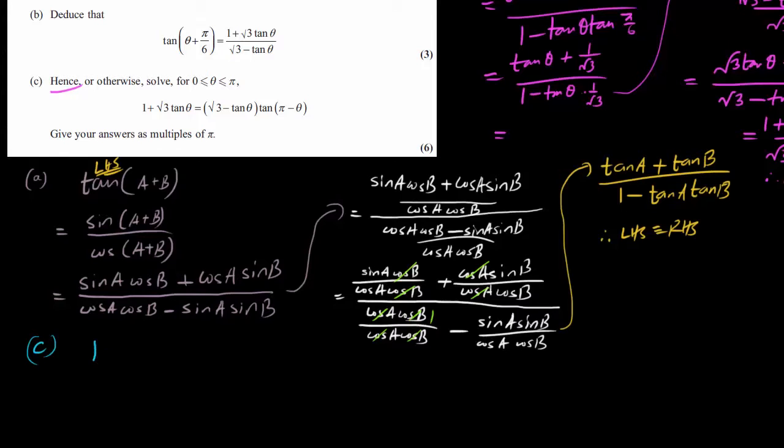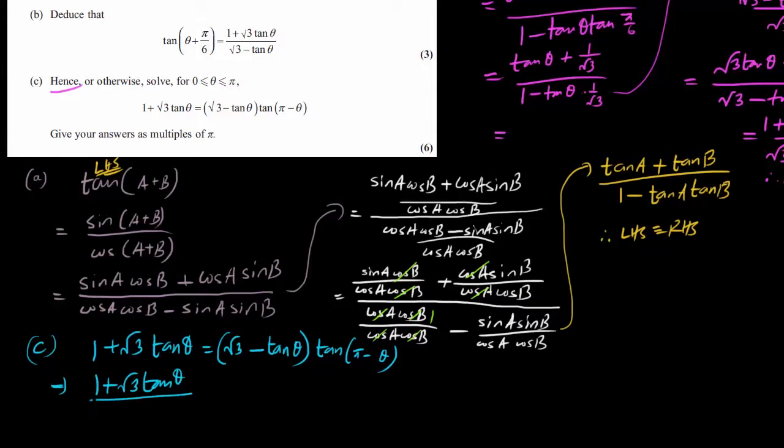So first of all, we have 1 plus square root of 3 tan theta equals to square root of 3 minus tan theta times tan theta pi minus theta. So what we can see is this pattern: 1 plus square root of 3 tan theta divided by square root of 3 minus tan theta equals to tan theta pi minus theta. Now if you take a look at this, it's just from part B where we know that this portion 1 plus square root of 3 tan theta divided by square root of 3 minus tan theta is the same as tan theta plus pi by 6.